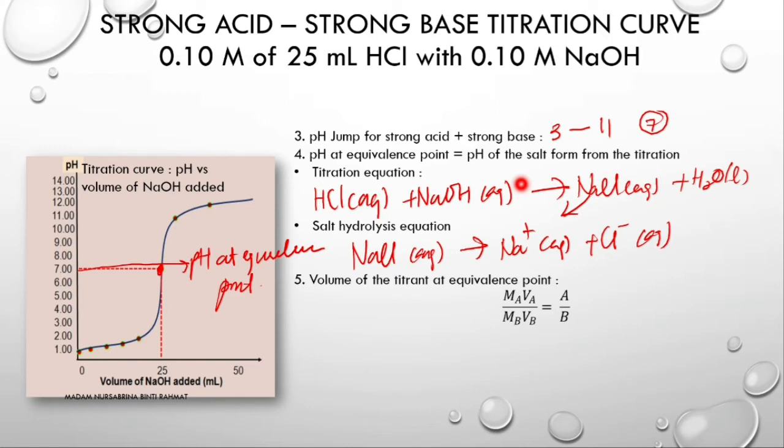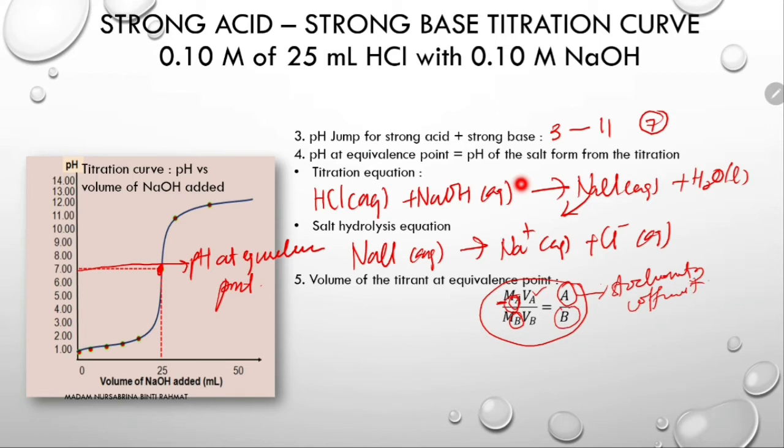So how can we calculate the volume of titrant required for the reaction to reach completion, or reach the equivalence point? You are going to use this formula: MAVA over MBVB equals A over B. M stands for molarity, V stands for volume. Subscript A refers to acid and subscript B refers to base. And A and B here refer to the stoichiometry coefficients, A for your acid and B for your base.